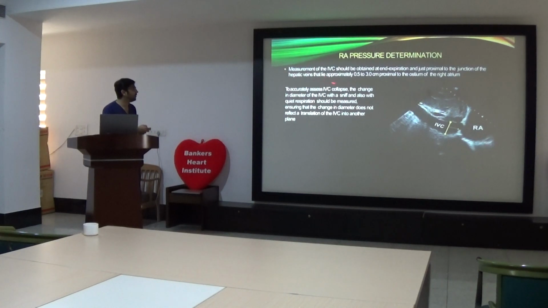So measurement of IVC should be obtained at end expiration and just proximal to the junction of the hepatic vein, which lies approximately 0.5 to 3 centimeter proximal to the ostium of the right atrium. To accurately assess IVC collapse, the changes in diameter of the IVC with the sniff and also with quiet respiration should be measured, ensuring that the changes in diameter do not reflect the translation of the IVC.